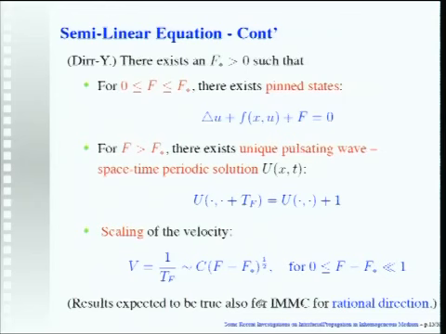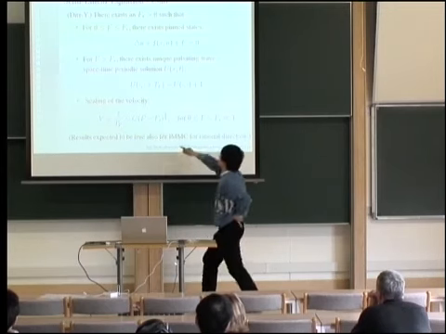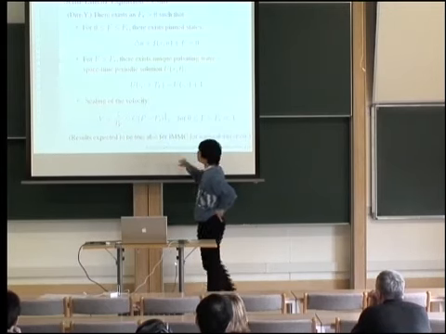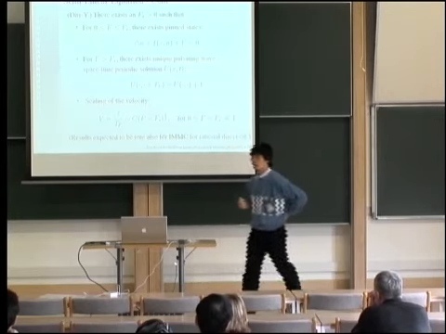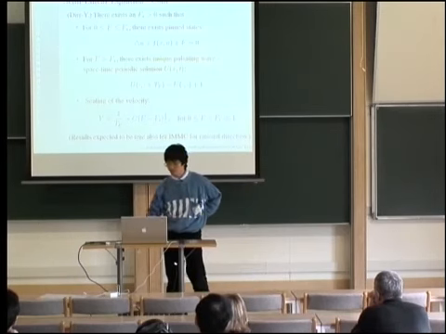Below the pinning threshold, there's a pinned state, and above there's a unique pulsating wave. And since the environment is space-time periodic, we don't look for a traveling wave. Instead, we look for a pulsating wave, so it's periodic in both space and time. And then the scaling of the velocity exactly satisfies this kind of one-dimensional ODE bifurcation setting.